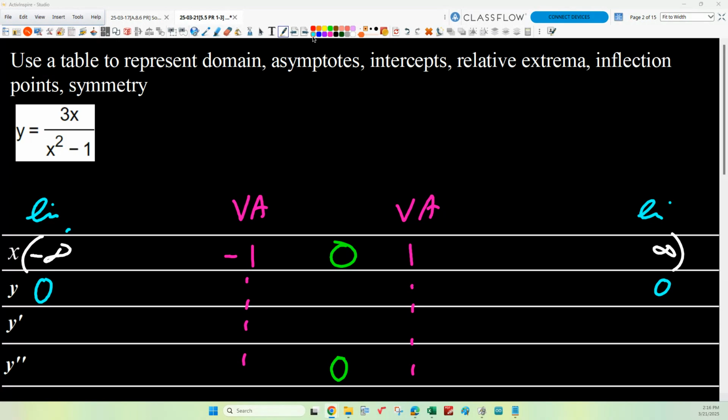Do we have to sketch each derivative, like all of it? No, you're going to use your table to just sketch the original function. Yeah, right.